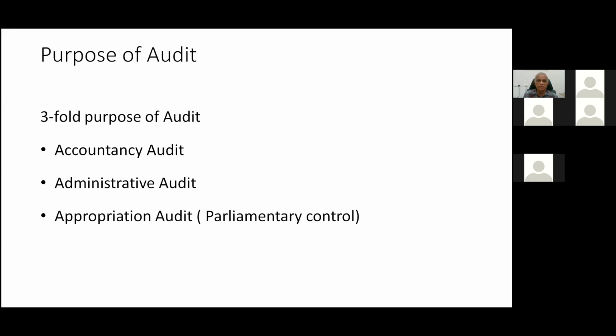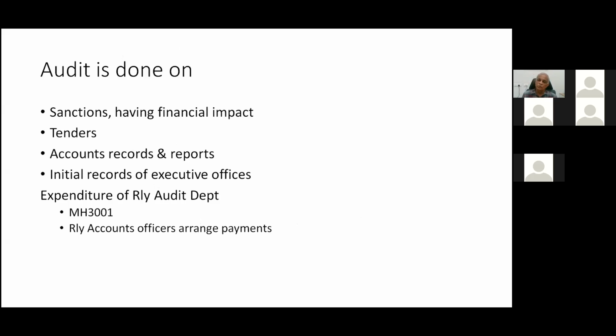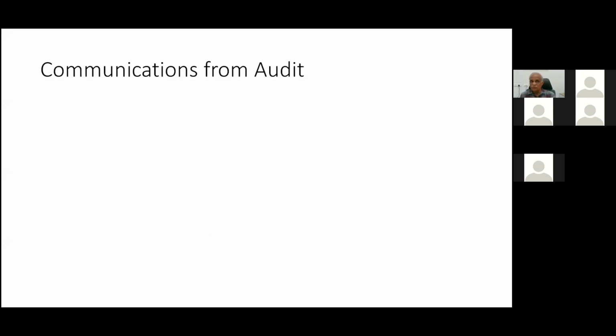So these are the threefold purposes, and audit is done on sanctions, as already said, then tenders, accounts and records and reports, and initial records of the executive offices. And one more important point is the expenditure of our railway audit. It will be a miscellaneous expenditure. So under major head 3001, this will be projected, and for railway audit, we will be the associate finance for arranging payments.